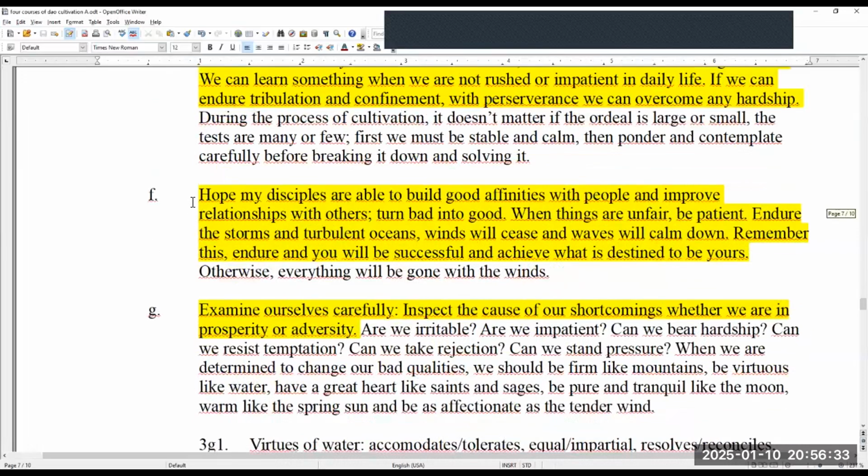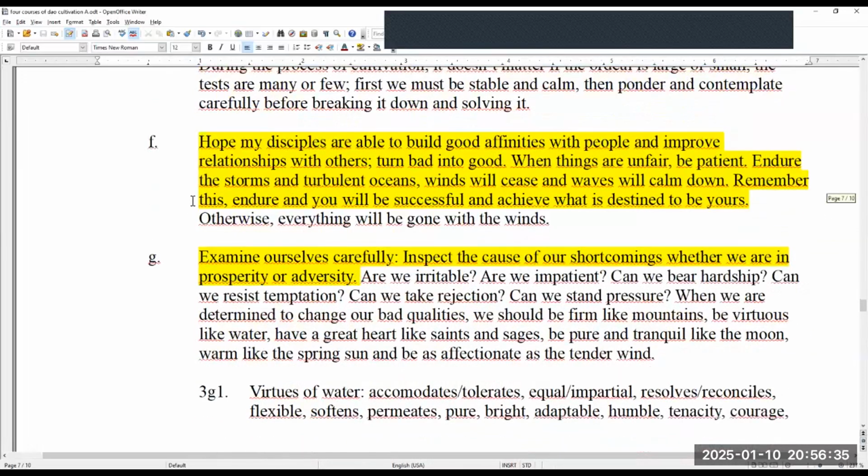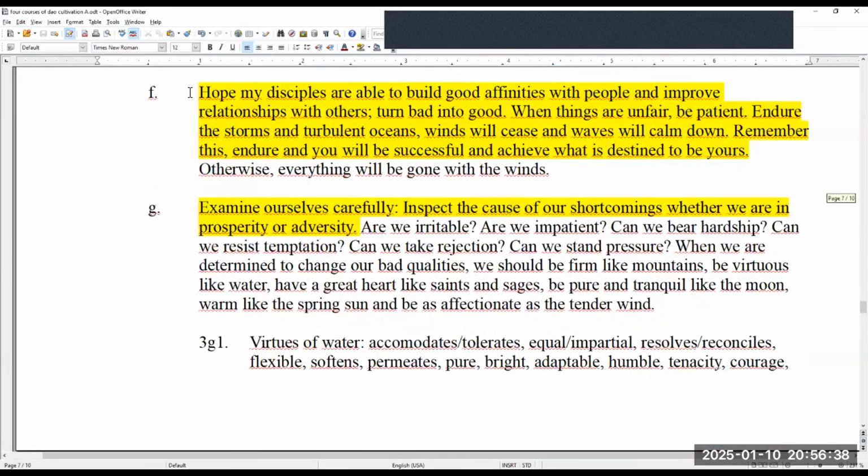Okay. All right. And basically, teacher has the saying, hope my desires are able to build good affinities with people, because after all it is affinities that allow us to relate with people and improve relationships with others.